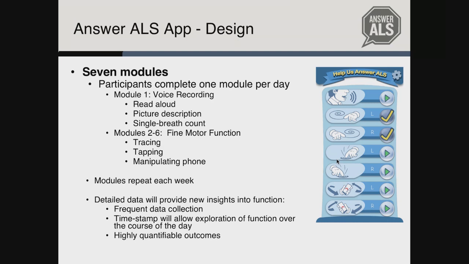There are 7 modules. Each module is meant to be done 1 per day, and they can be done quite quickly. The first module is voice recording. I'll speak about it in a little more detail on the next slide, but there are 3 different tasks within that one that rotate week by week. Modules 2 through 6 are fine motor function, and they amount to tracing tasks, tapping, and manipulating the phone. And we have some videos to show you about those.